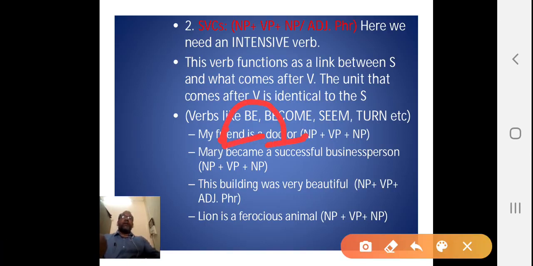Same way, Mary became a successful business person. Now, a verb like became is problematic because it does answer the question what, and the answer is a successful business person, but we cannot call it an object because the information Mary and a successful business person is identical. So we should better call it complement to subject.